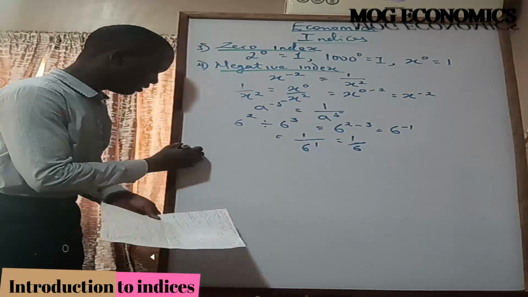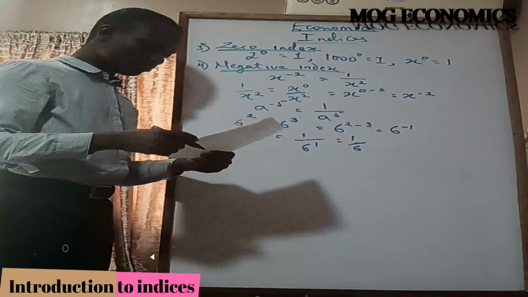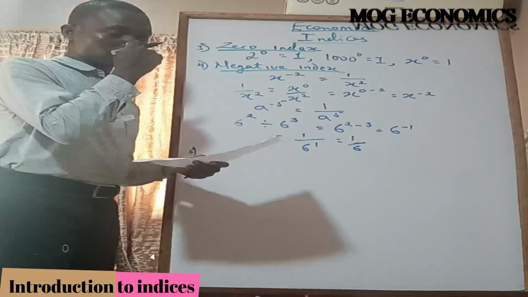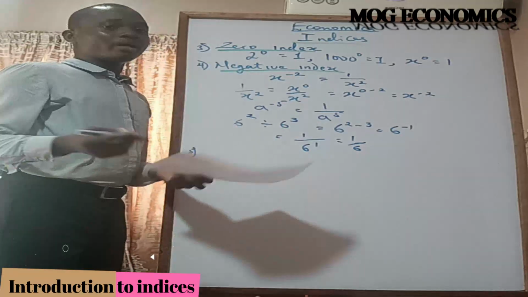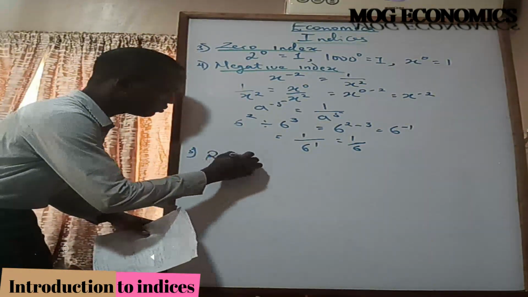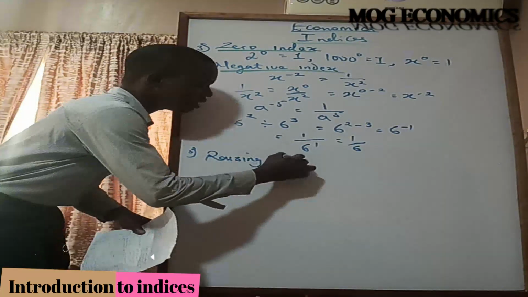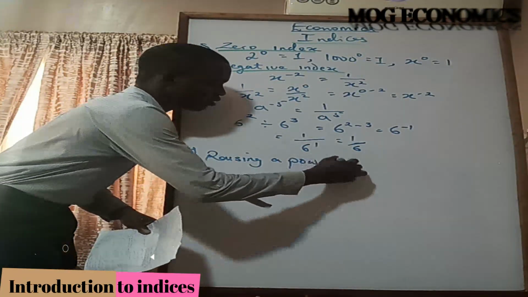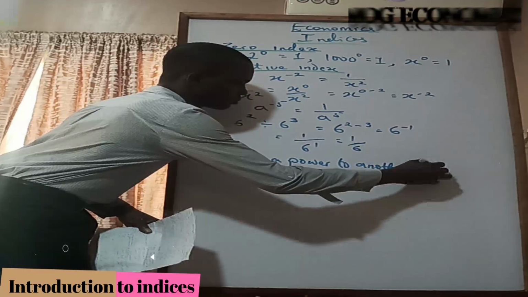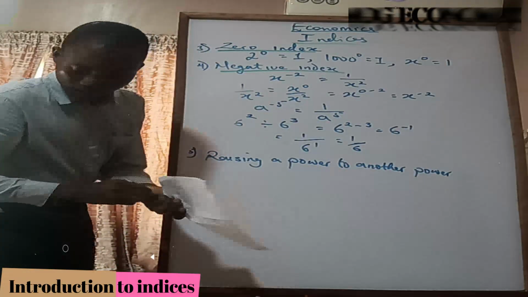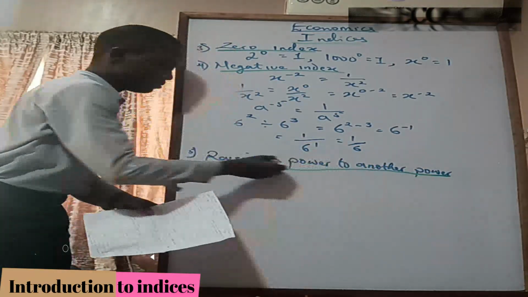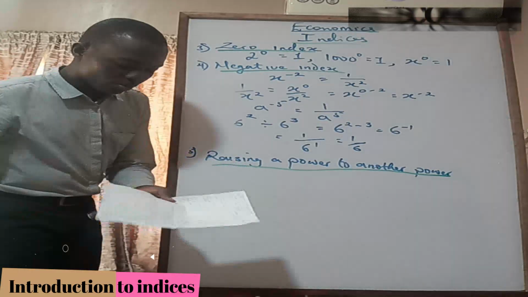So the fifth one, I think that should be the last rule: raising a power to another power. Okay, no, this should not be the last rule. I think there's one more. All right, the next rule is about raising a power to another power. So for this one, how does it work? There's one more rule after this.